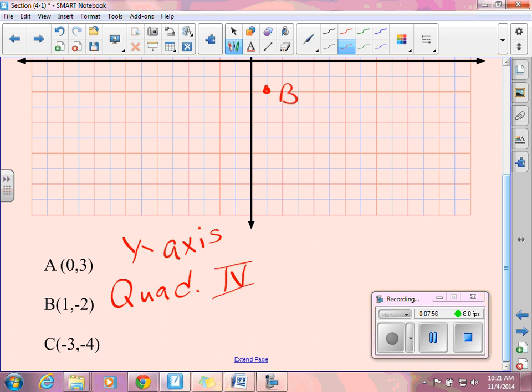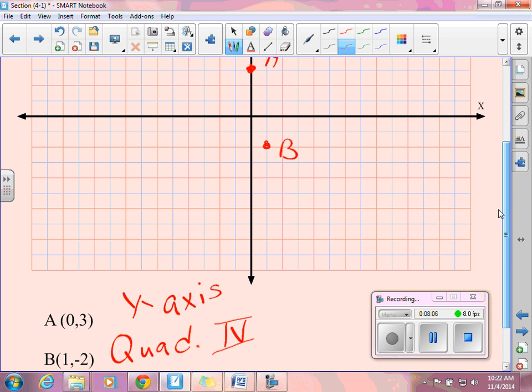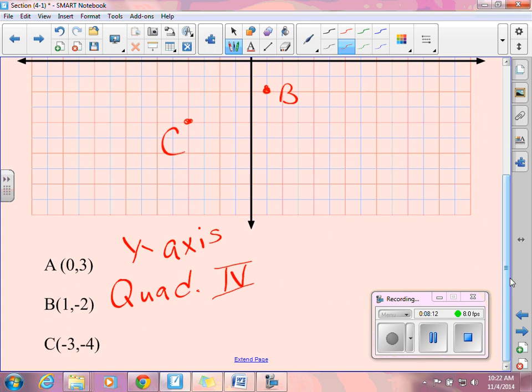All right, and then finally, -3, -4. I'm going to graph it. I'm going to label it C. And where would that be located? Correct, quadrant 3. Are there any questions?